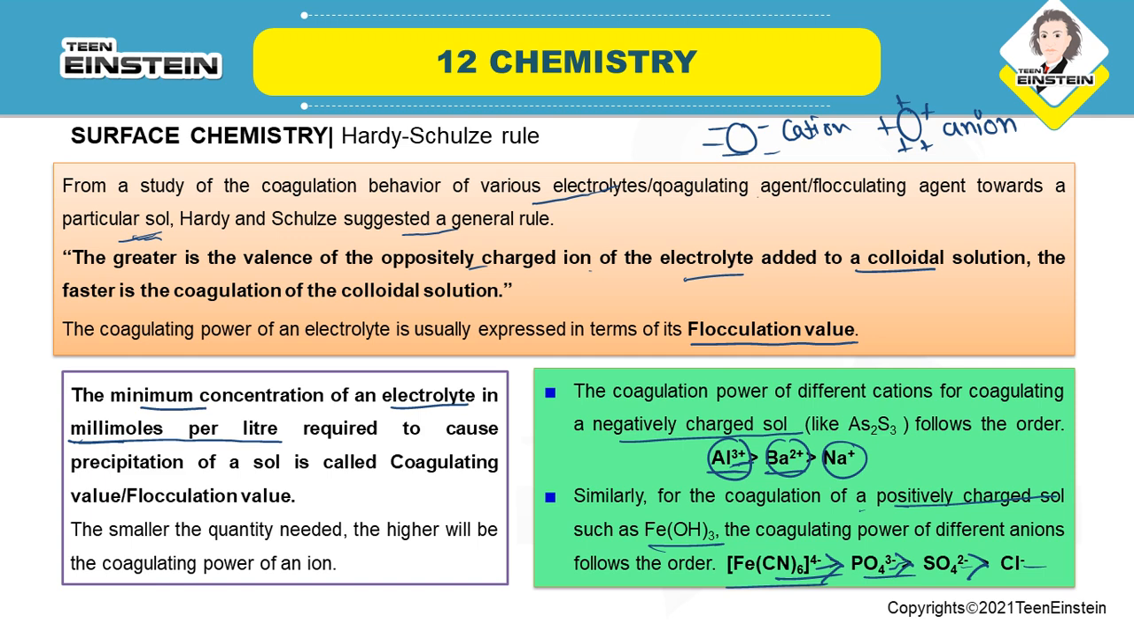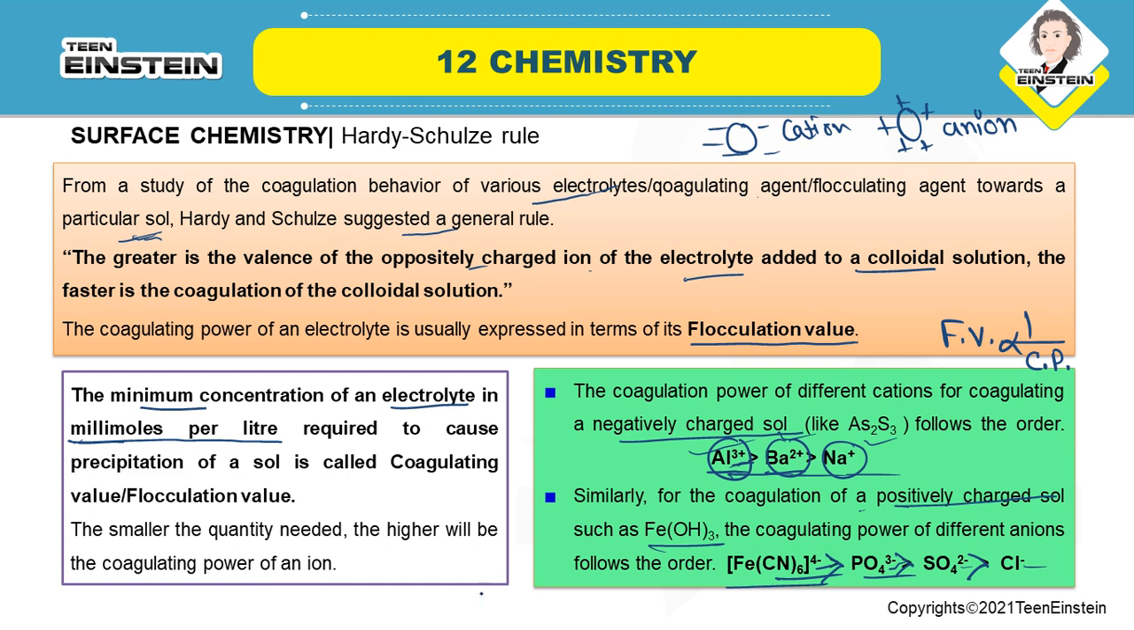So flocculation value is inversely proportional to coagulating power or flocculating power. The smaller the quantity needed, the higher the coagulating power of an ion. So if we compare the coagulating power of these three, the flocculation value of these three cations, the order will be reverse.